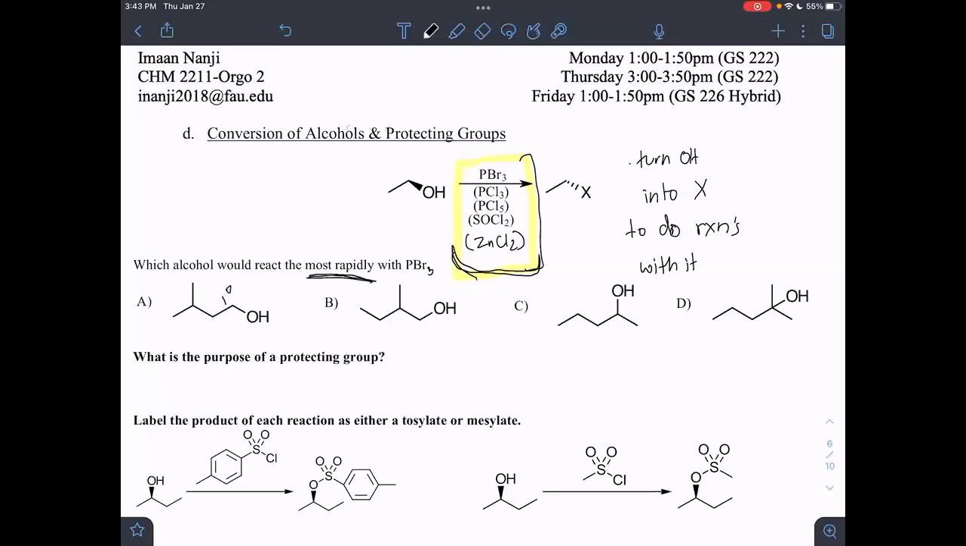The rest of them have more bulk around the actual alcohol. For example, this is secondary. This one has this methyl that's really close to this carbon where you would attack. And then this one is tertiary, which would not do an SN2 reaction. Yeah. It's just the presence of this methyl. It's closer to this carbon, the electrophile. And in A, that methyl is farther away.